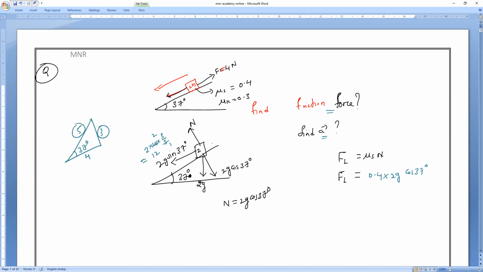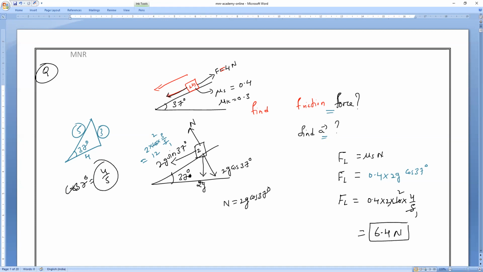Yes, sir. And now if you notice, F limiting is equal to 0.4 into 2 into 10 into, what is the cos 37 value? Cos 37 value is 4 by 5. Yes, please respond. Cos 37 is 4 by 5. So 5 ones are 5, 5 twos are 10, 2 twos are 4. 4 fours are how much is the value? How much will it come? First you can multiply, 4 twos are 8. It will turn into 0.8. So how much is the value?